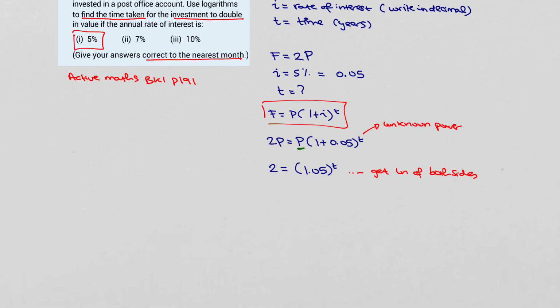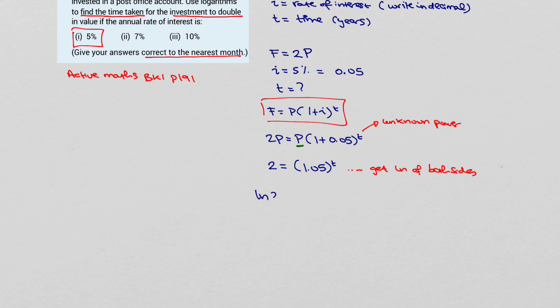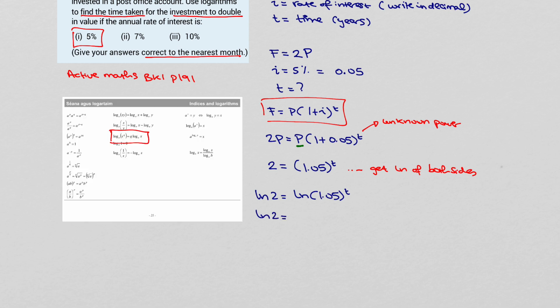So if I get log of both sides, that's natural log of 2 equals natural log of 1.05 to the power of t. I can now apply my log rules. So again, that's the third one down on page 21, where when I have it raised to a power, I can bring down the power in front of the log. And now I need to get t on its own, so I'm going to divide both sides across by natural log of 1.05.